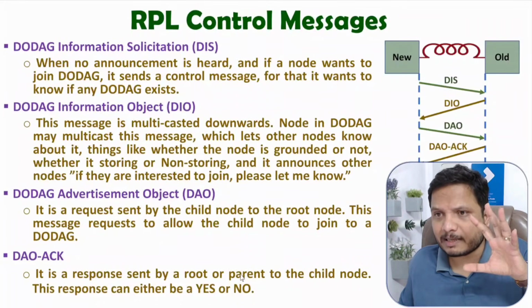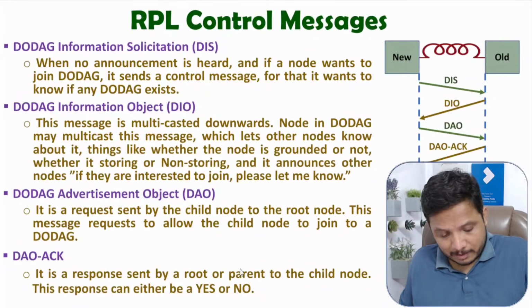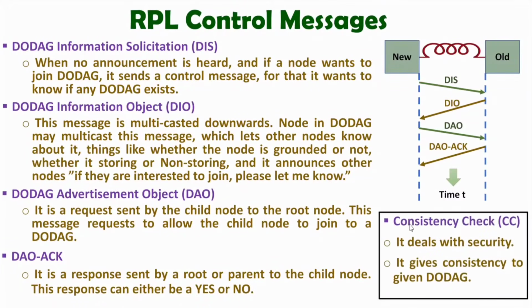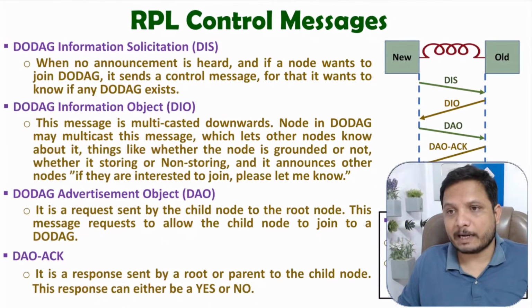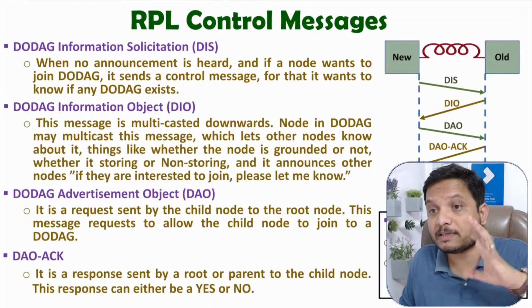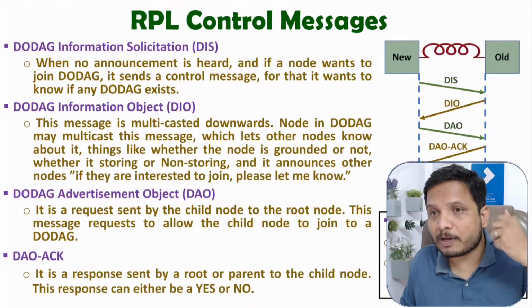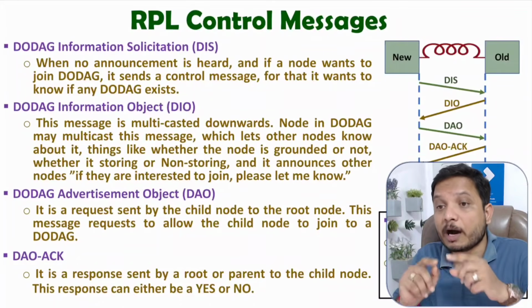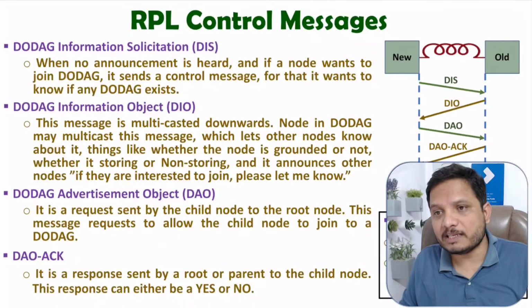And the fifth message is CC. See, this fifth message says what? It says consistency check. So it is dealing with security and it is checking the DODAG network, right? But for the formation of the DODAG network, this message doesn't mean too much. But you should know CC is also a message, consistency check, by which security is also getting measured in the RPL protocol, right? Now I'll be explaining how we can have formation of a DODAG network.